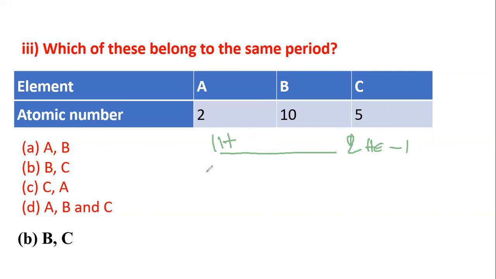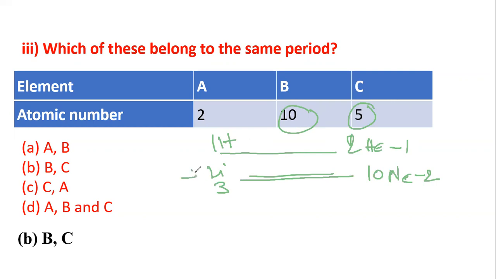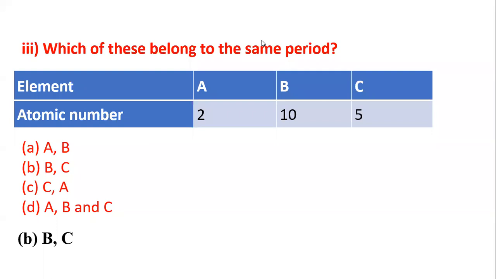Then you go for lithium. Lithium is atomic number 3, up to atomic number 10, neon. These are the second period. So atomic number 10 and atomic number 5 come under the same period, period 2. So B and C belong to the same period. That's why the answer is option B, B and C. Go to the next question.